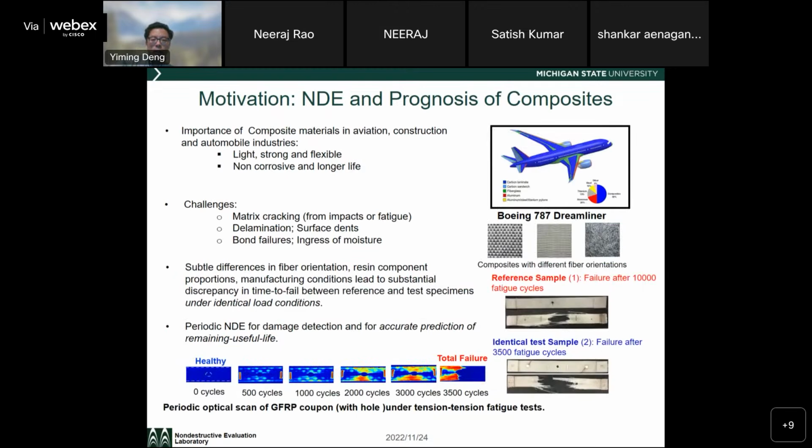The motivation of working on composite NDE and why the prognosis of composite NDE data is important. Hold on, I see a question here. Let me address this first. Okay, so we address everything. We don't have any leftover here.